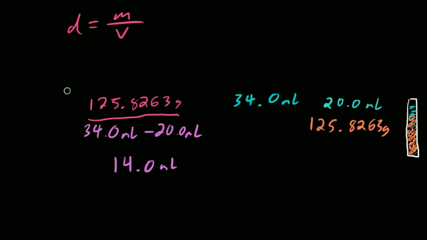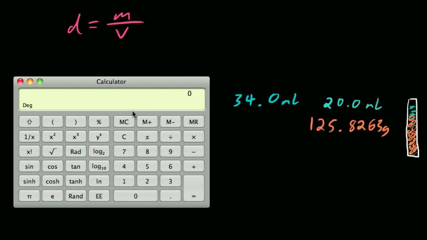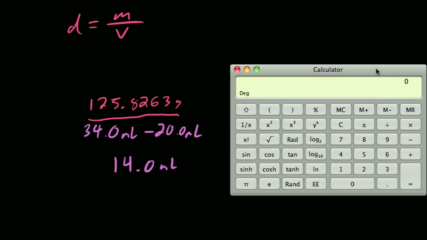Let me go and get our calculator out. Clear it off. And so now we've got 125.8263. That's how many grams we have, and we're going to divide that by 14 milliliters. So there we go, 14 milliliters. And we get 8.98 for our reading of density. Let me actually write that down.